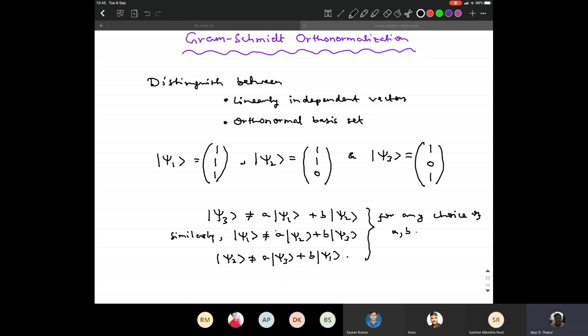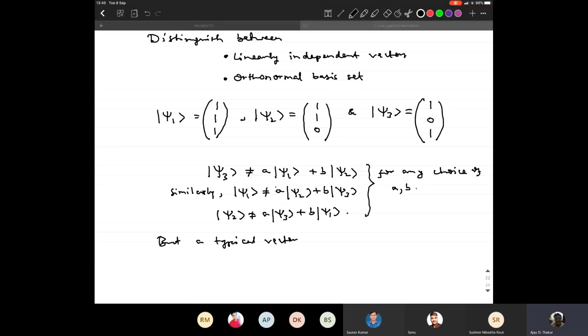But a typical vector belonging to the same vector space, say 1, 2, 3, can be written as a psi1 plus b psi2 plus c psi3. So in fact, psi1, psi2, psi3 can span the vector space. It is not very hard to find what A, B, and C would be.